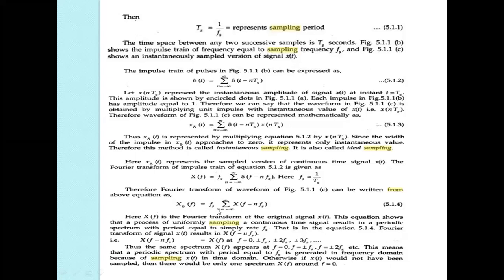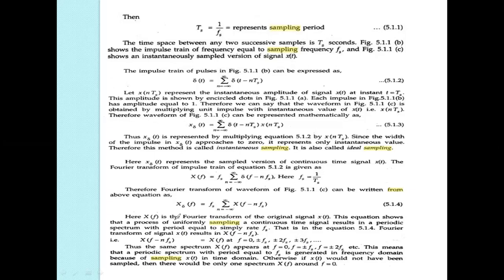See here, we got x delta of f is equal to fs into sum of n equal to minus infinity to infinity x of f minus n into fs. Okay, my dear students. See, x of f is equal to 0 plus x of f minus fs plus x of f minus 2fs and so on. Here x of f is the Fourier transform of the original signal x of t. This equation shows that the process of uniformly sampling a continuous time signal results in a periodic spectrum with a period equal to the sampling frequency fs.